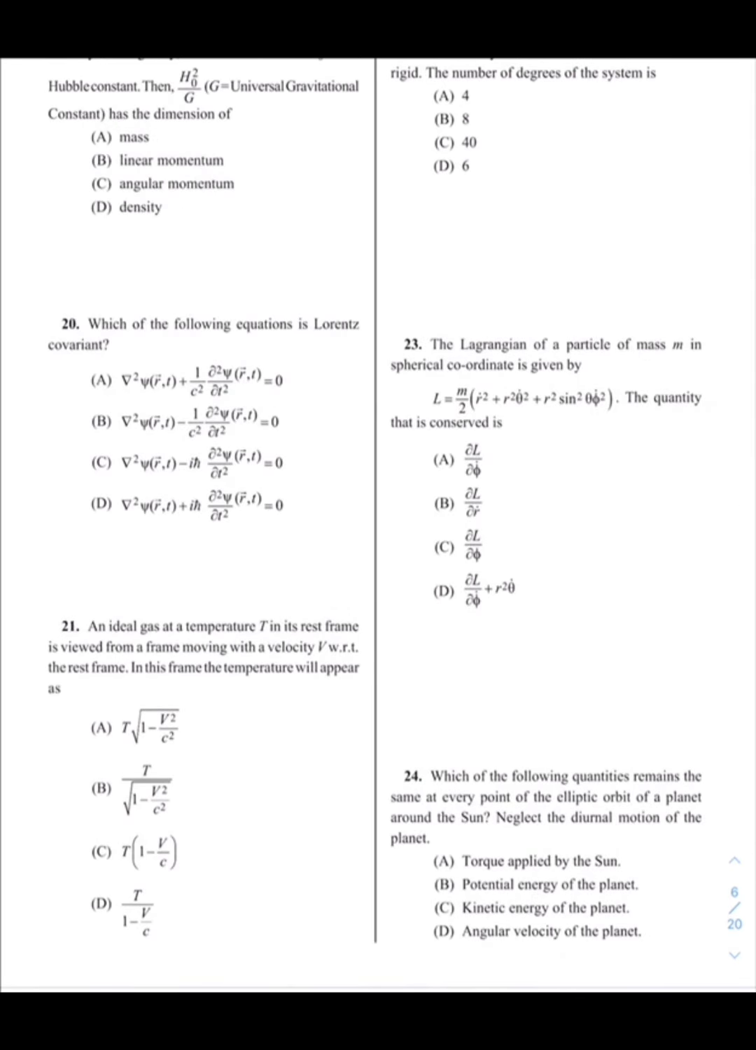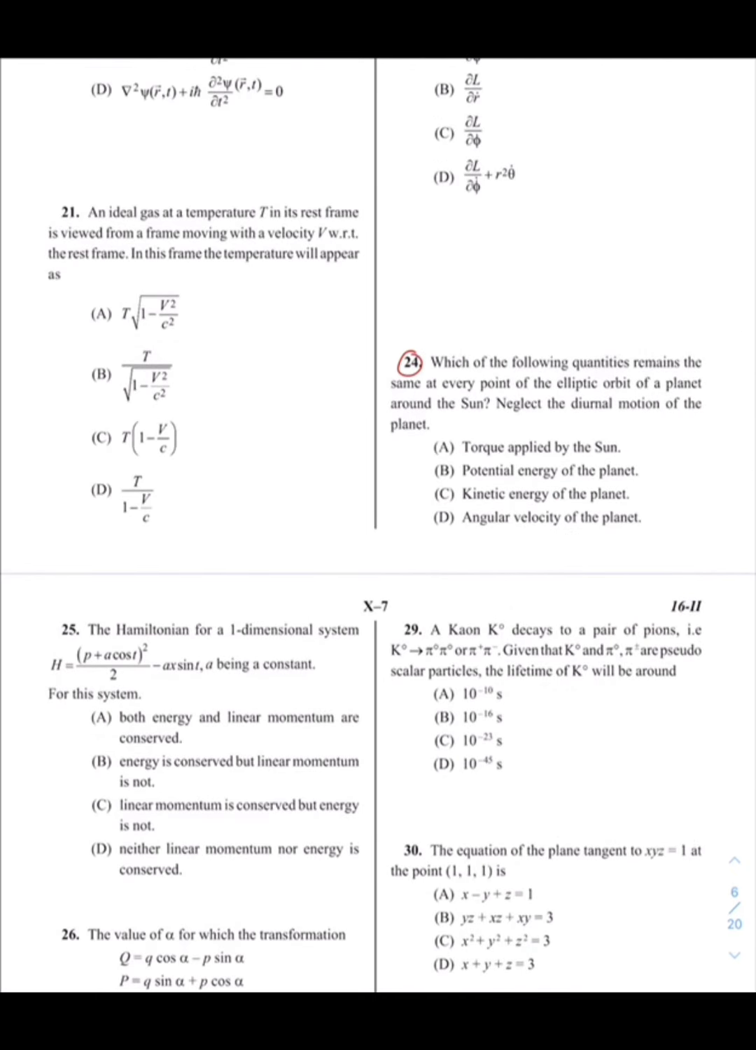Problem 23. The Lagrangian of a particle of mass m in spherical coordinates is given by this. Which one of the following quantities is conserved? We observe that the coordinate phi does not appear in the expression of the Lagrangian. So phi is a cyclic coordinate. Hence its conjugate momentum, del L by del phi dot, is conserved. So option A is the correct answer.